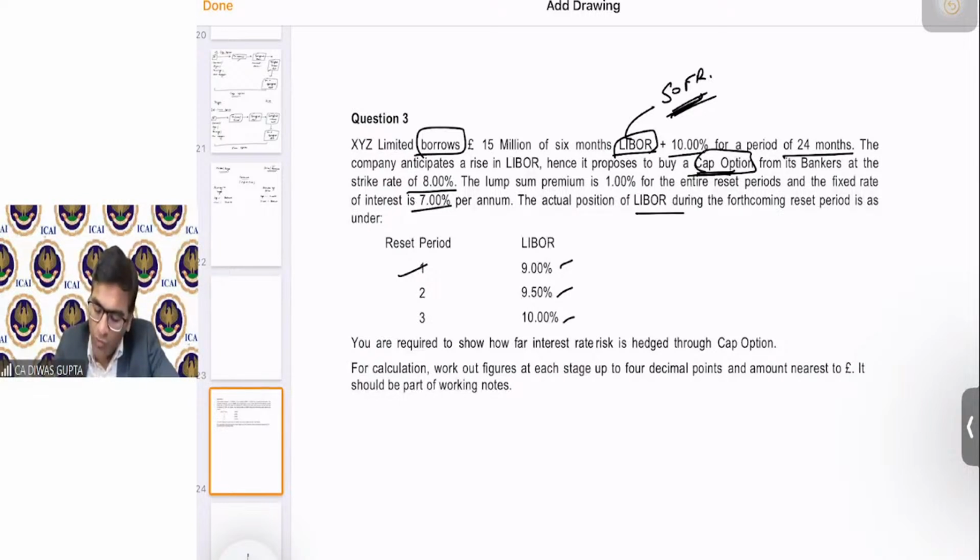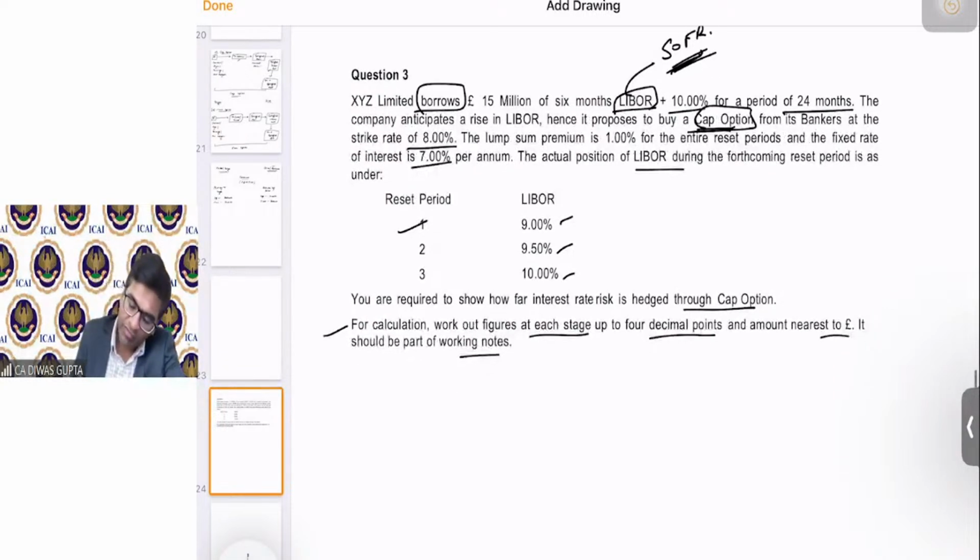You are required to show how far the interest rate risk is hedged through the cap option. So they have given us that there is a cap option that has been already entered into, right? Now, using that cap option and using these actual things that are happening in the different reset periods, we have to tell them how much it is hedged. For calculation, work out figures at each stage up to 4 decimal points and amount nearest to points. It should be part of the working notes.